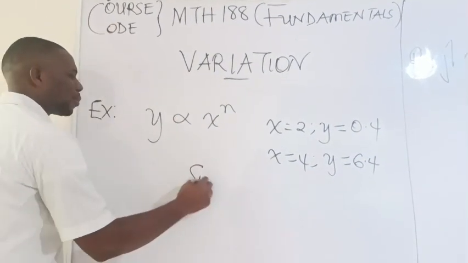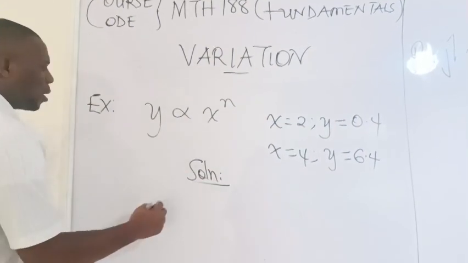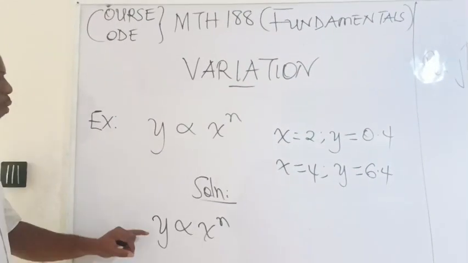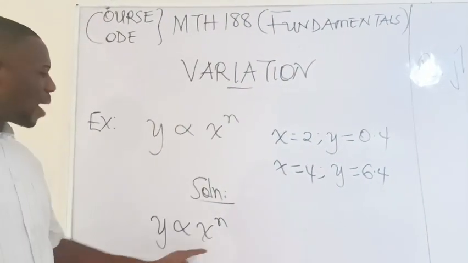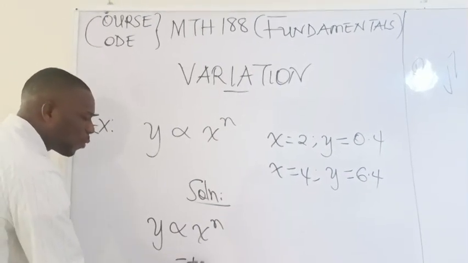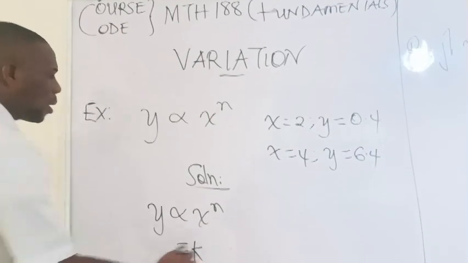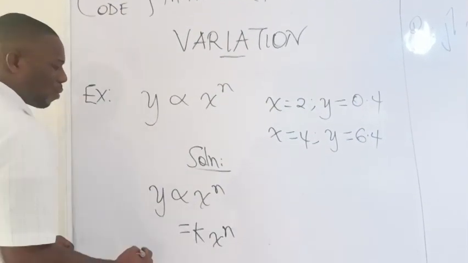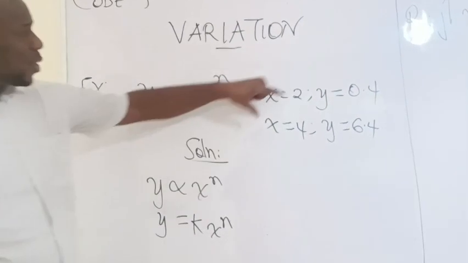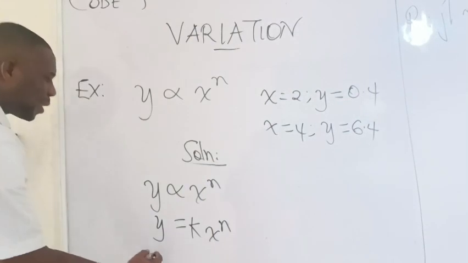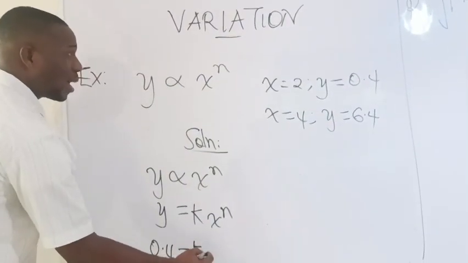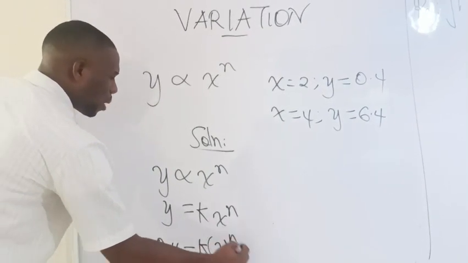So the solution is this. y is proportional to x raised to power n, or we say y is directly proportional to x raised to power n, and I could replace this sign of variation with an equals to followed by a constant of proportionality k. And I have x raised to power n on the right, and I have y on the left. Now I could stick in the first pair of values for x and y. y is 0.4 from this first pair of values, and of course we don't know k, and x is 2 raised to power n.